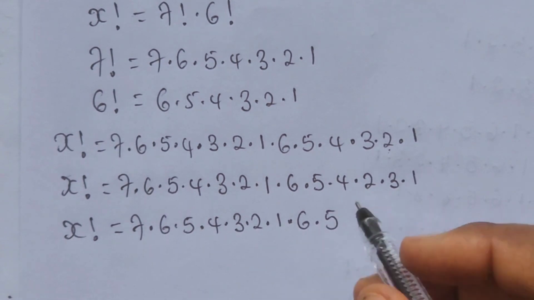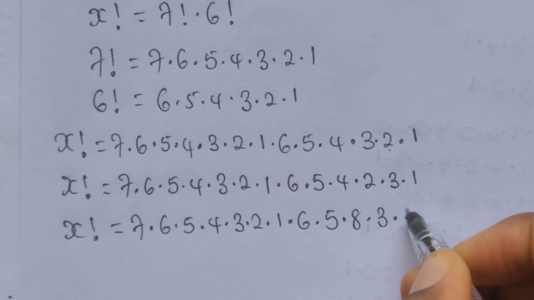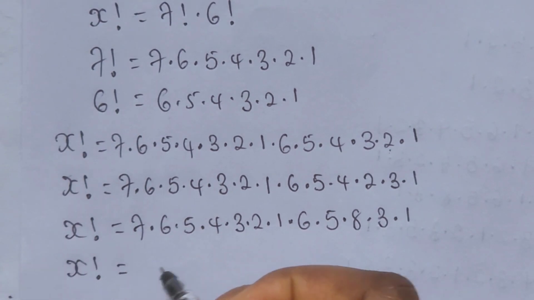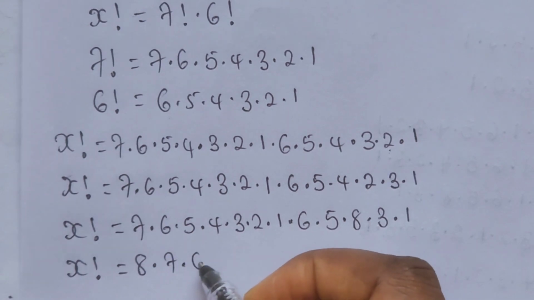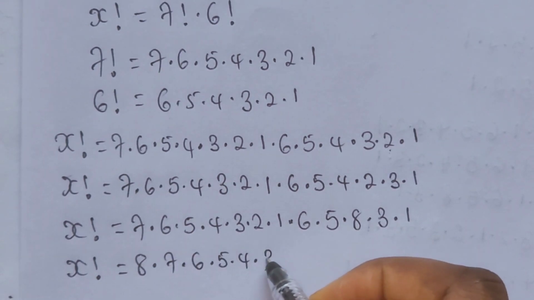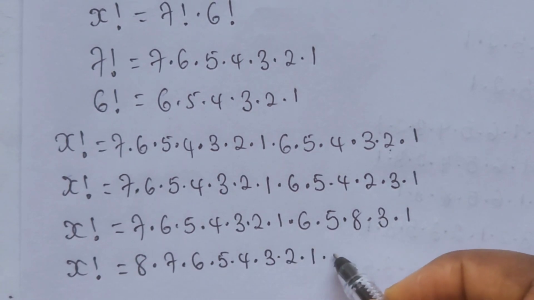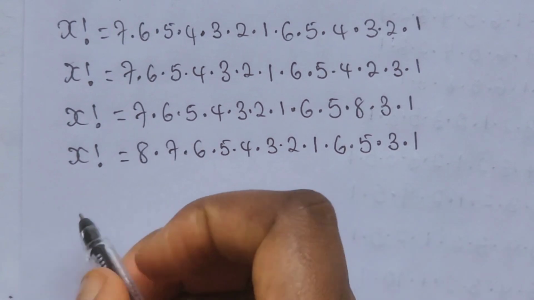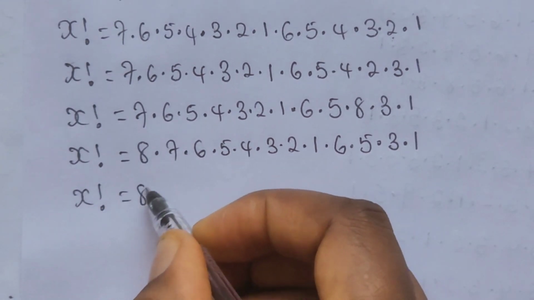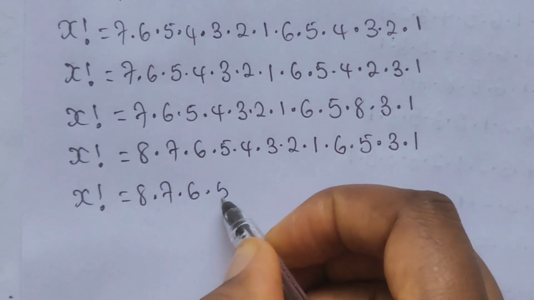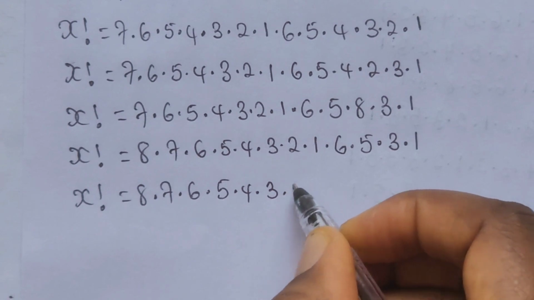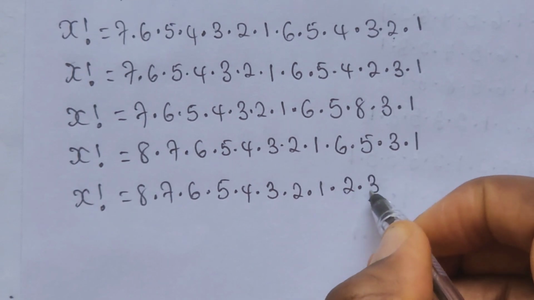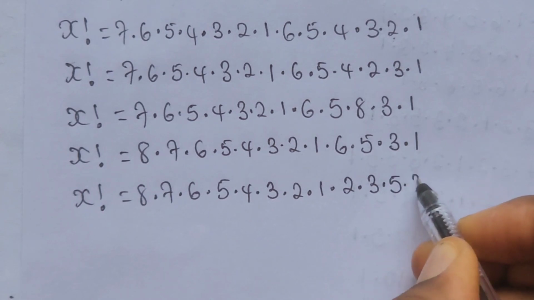We have 4 times 2 to be 8, so we have 8 times 3 times 1. Now we'll be moving this 8 to the front to have x factorial is equal to 8 times 7 times 6 times 5 times 4 times 3 times 2 times 1 times 6 times 5 times 3 times 1. So our x factorial is equal to 8 times 7 times 6 times 5 times 4 times 3 times 2 times 1. This 6 we can split it into 2 to have 2 times 3 times 5 times 3 times 1.